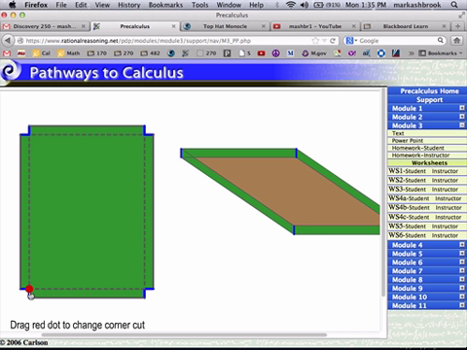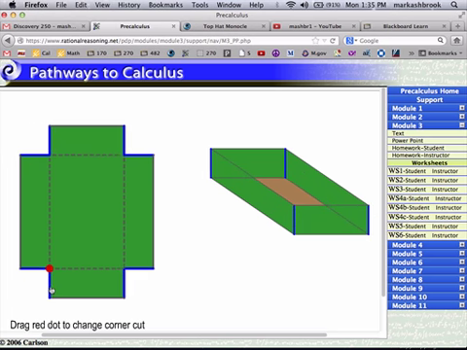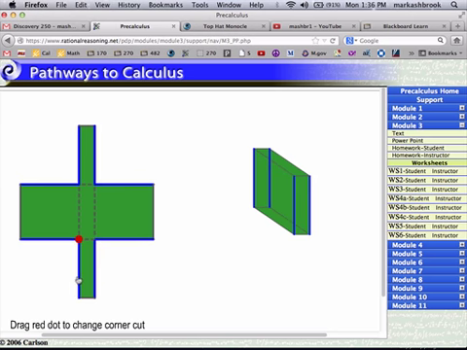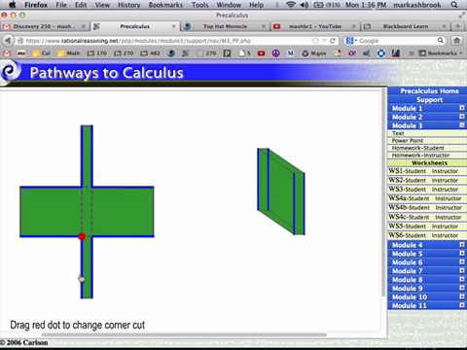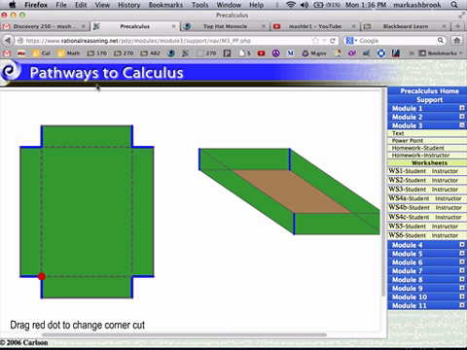And then as you make those square cutouts larger, what happens to the box? Taller, and what else? Narrower, yeah, so it's narrower. Taller and narrower, okay? So this is the idea. So let's talk about quantities first.